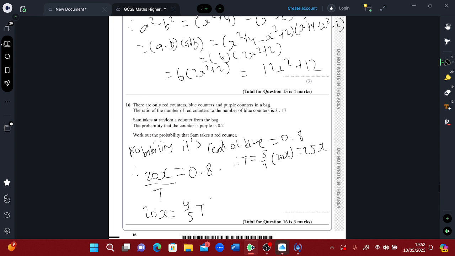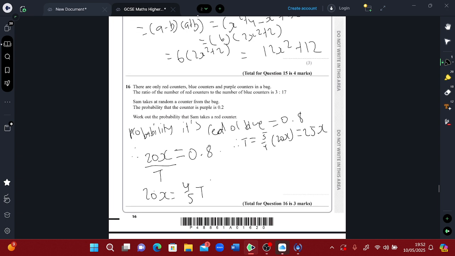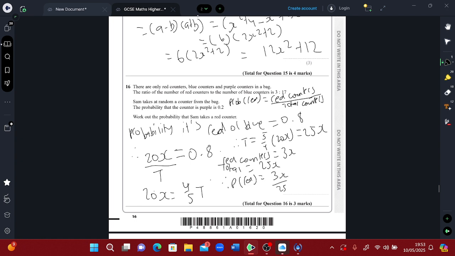Okay, so then it says the probability. So if the probability that is red, it's going to be how many red counters over total counters. But actually, we know red counters is 3x, right? And we also know total is 25x. So actually, P that is red, the probability it's red, is 3x over 25x, which cancels to 3 over 25. I think that should be the probability here.